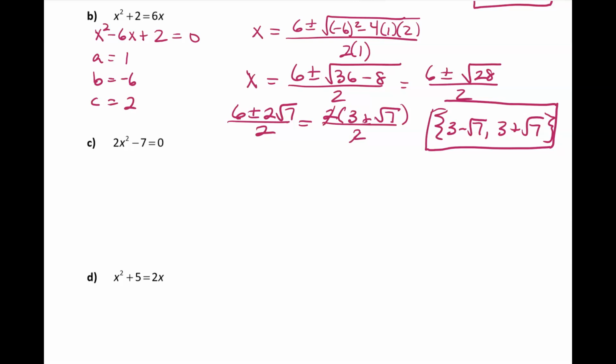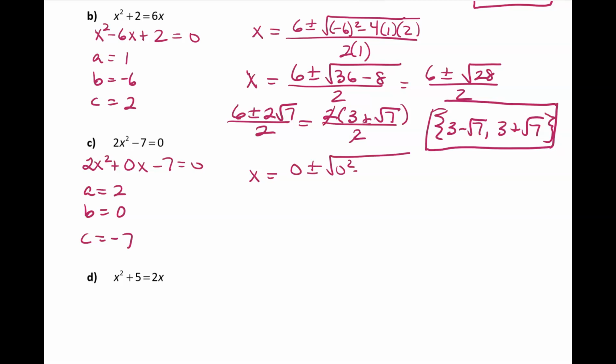c is already in standard form, but you're going to notice that one of the terms is missing. So we really have 2x squared plus 0x minus 7 is equal to 0. So a is 2, b is 0, and c is negative 7. So x equals the opposite of b, which is 0, plus or minus the square root of 0 squared minus 4 times the a value 2 times the c value negative 7, all over 2 times the a value.